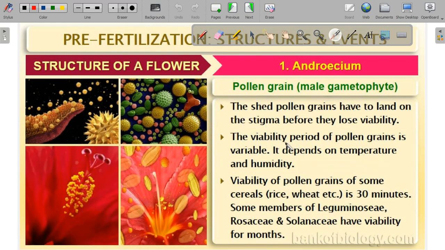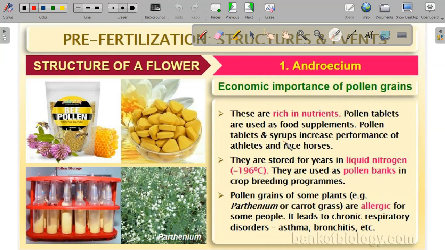Now, when you look at them, pollen grains have a viability. Pollen grains of some cereals last 30 minutes, so it varies from one to another. But I want to highlight an important thing: these pollen grains are edible and they're rich in nutrients. You can see there are some products like biscuits that have been made from pollen grains. Pollen tablets and syrups increase the performance of athletes and race horses, and they are stored under liquid nitrogen.